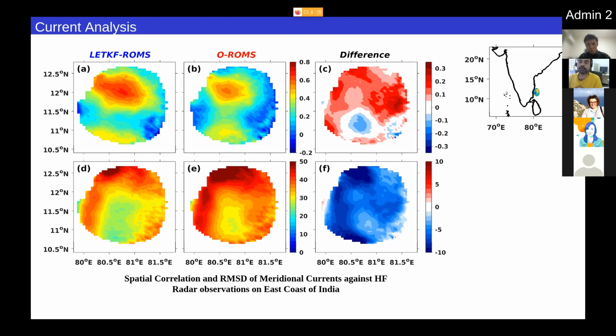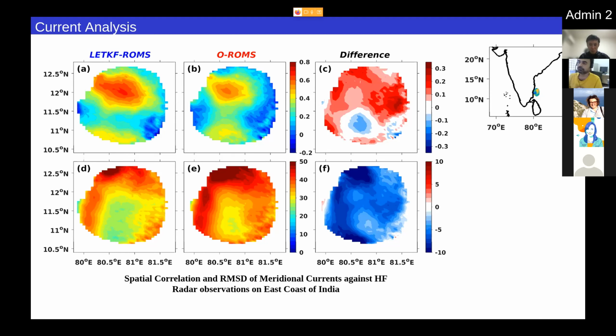In the bottom panel, we are showing the RMSD. Figure D shows the RMSD of meridional current from LETKF ROMs, E from the free ROMs, and F is the difference. If the difference is blue, or negative, that essentially means that assimilating has improved. The RMSD in the assimilated product is less than in the free product, and we can see over the entire domain of the HF radar that the surface meridional current has improved.